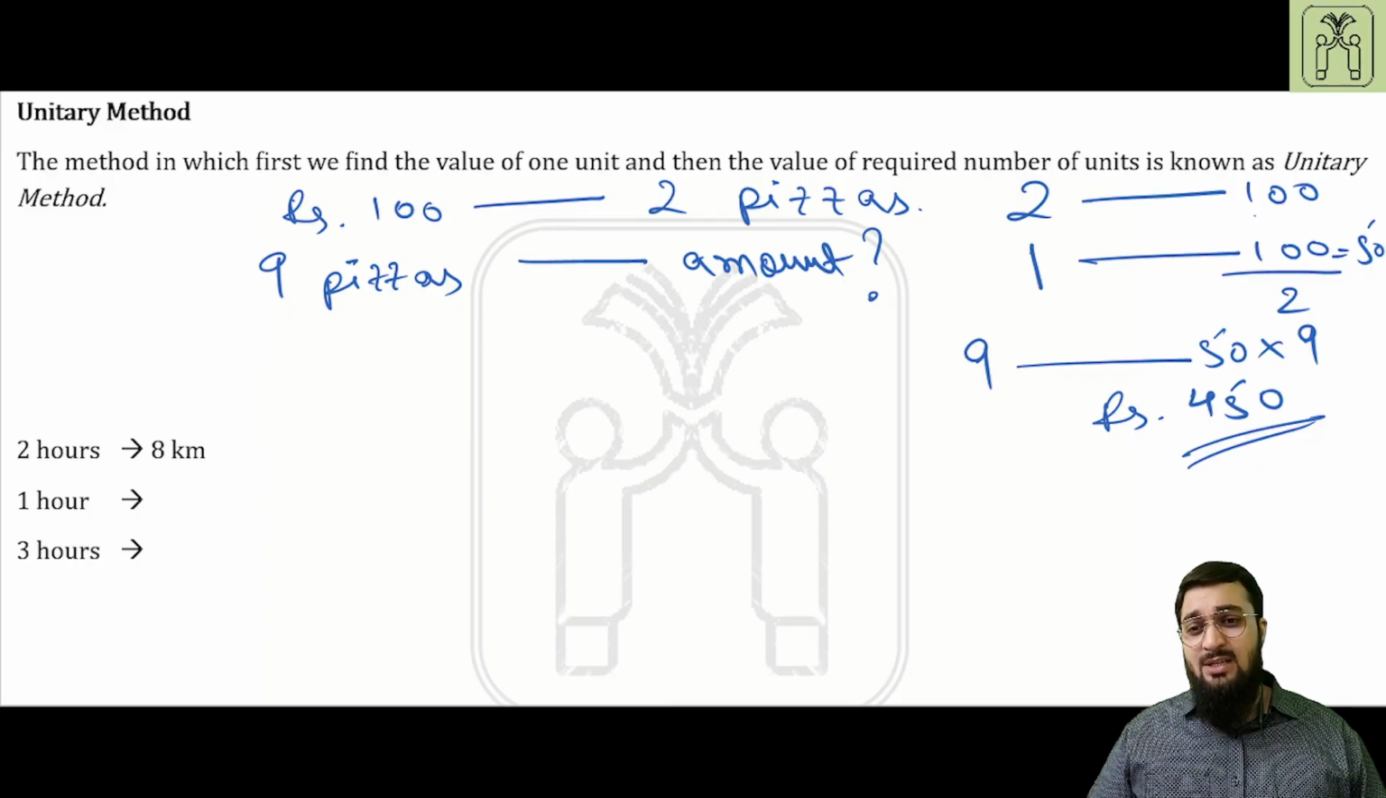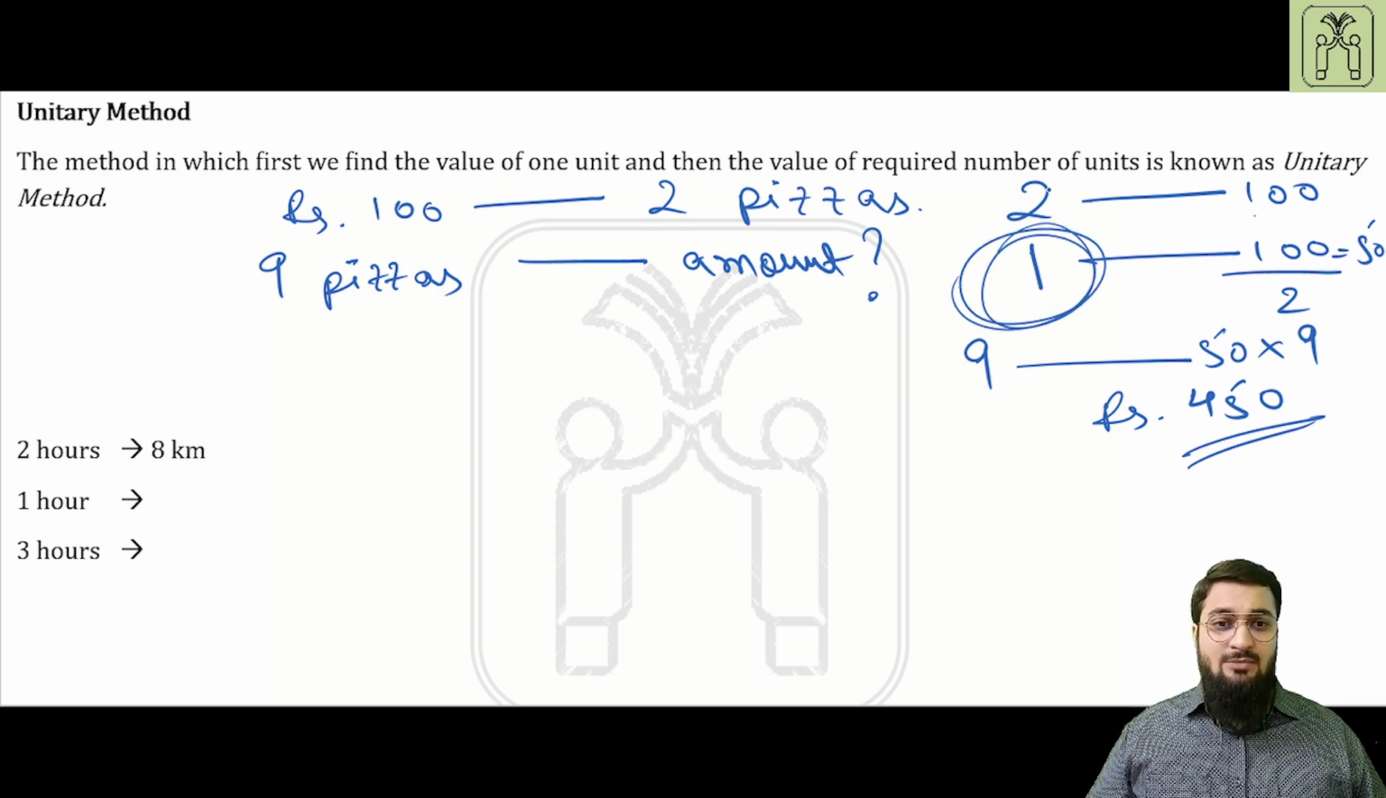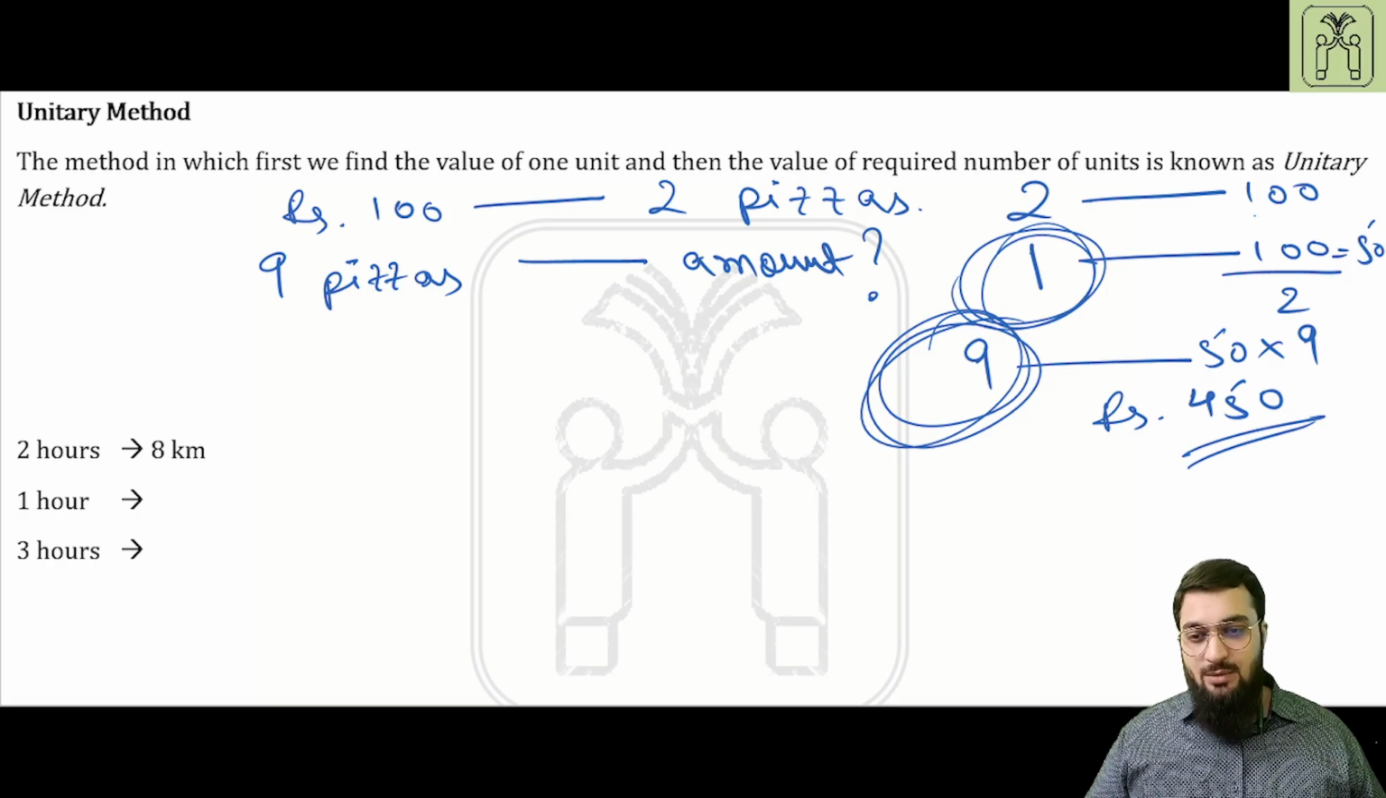So we'll read the definition again. The method in which first we have to find the value of one unit and then the value of the required units is known as the unitary method.